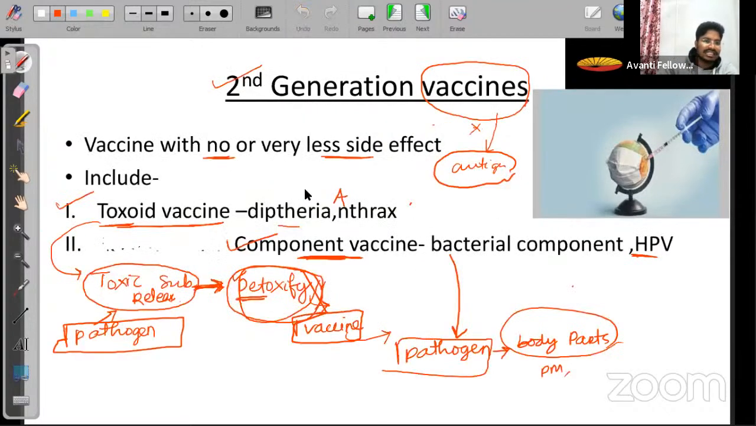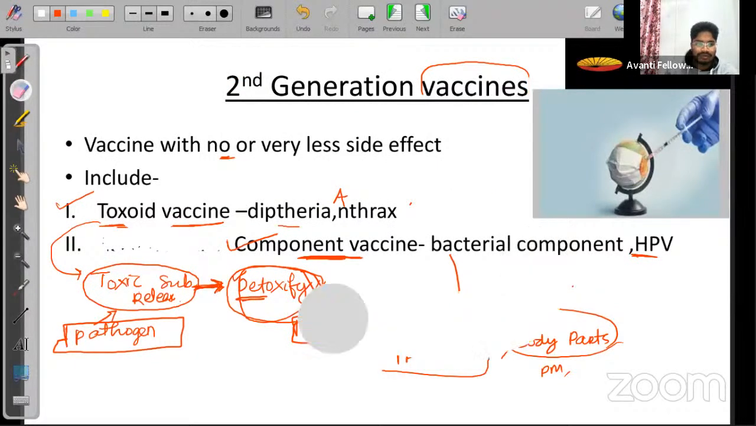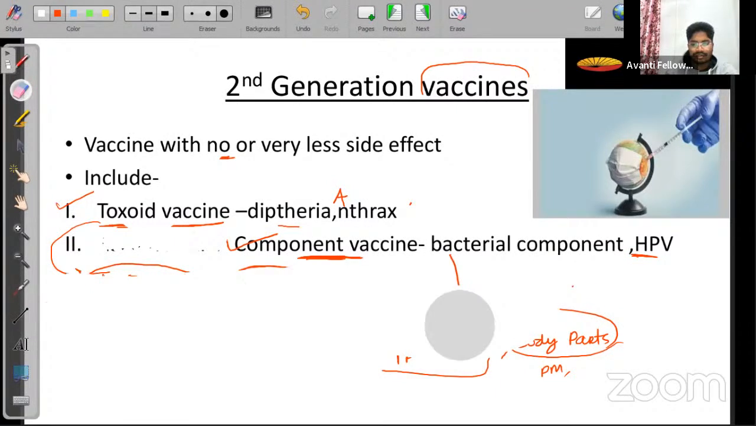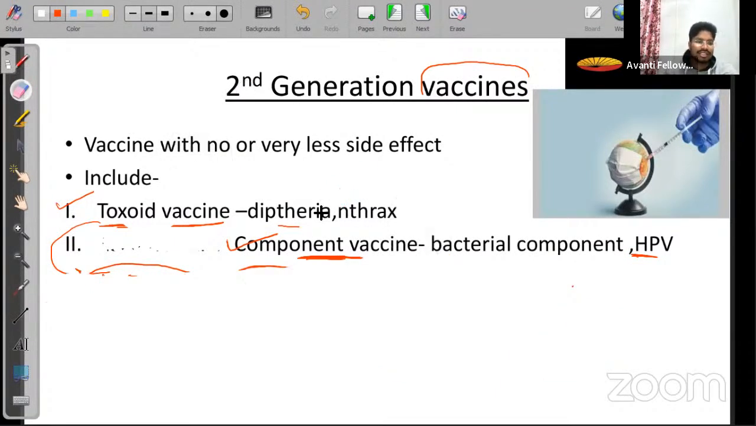Next is your second generation of vaccine. This is your second generation of vaccine. Okay, is that clear to everybody? Vaccine with no or very less side effect, like the Oxford vaccine, there are different vaccines. In the second generation of vaccine, as I told you, the antigen is taken.